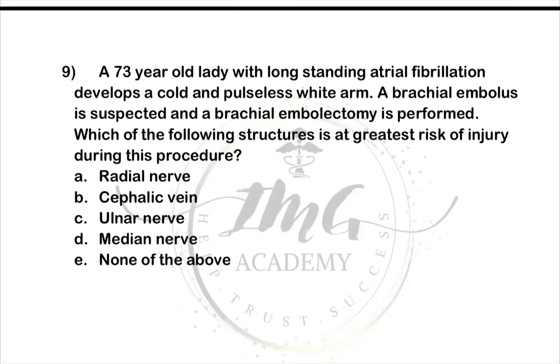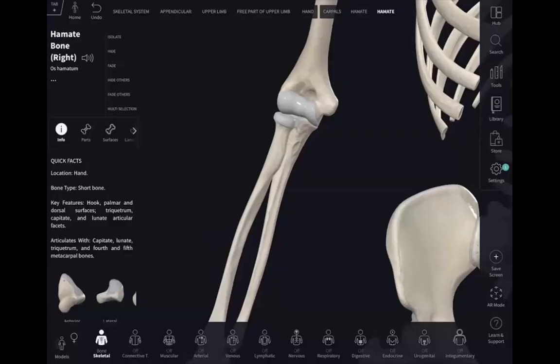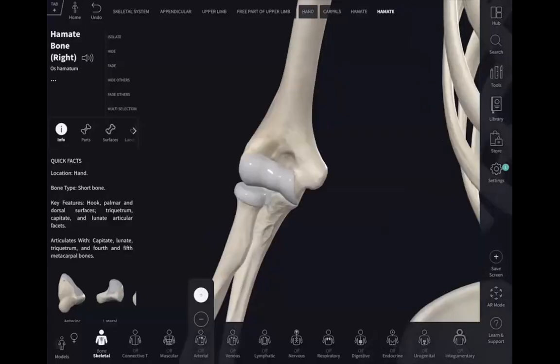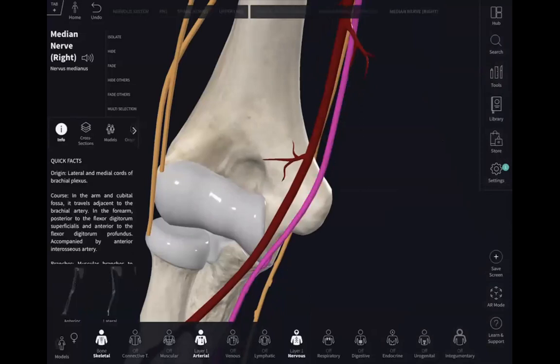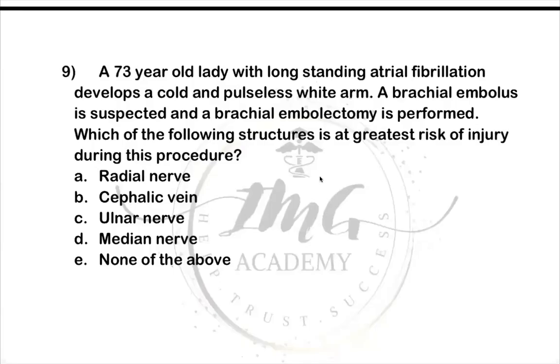Brachial artery, exactly. And as we know, brachial artery is closely related with what? Median nerve, right? As you can see here, this is our brachial artery and this is our median nerve. So what is our answer here? Median nerve, yes.